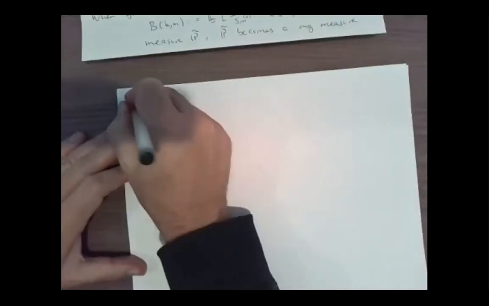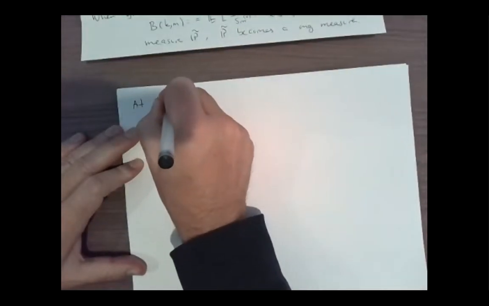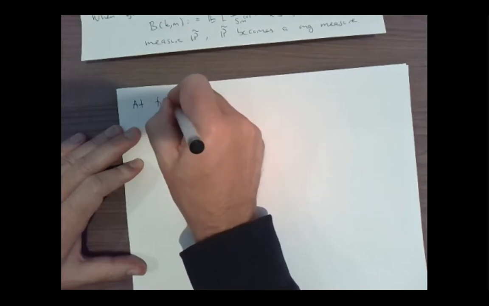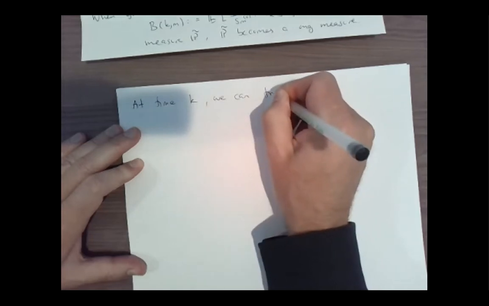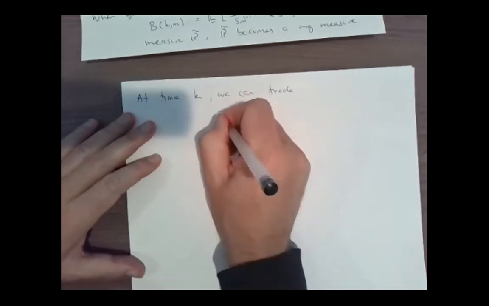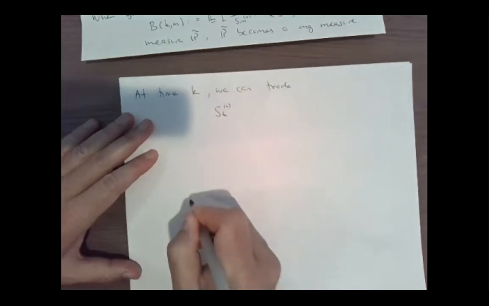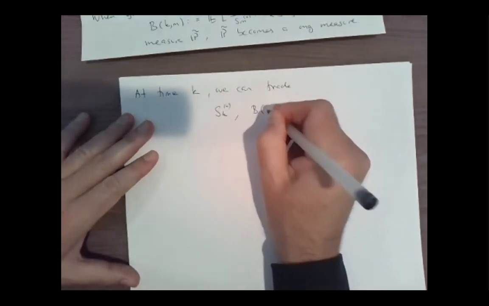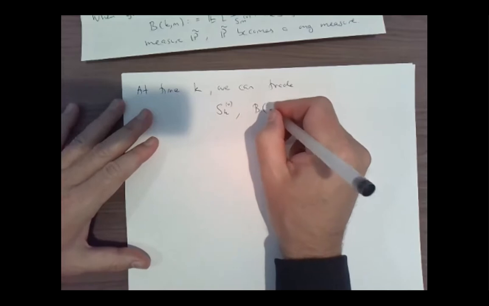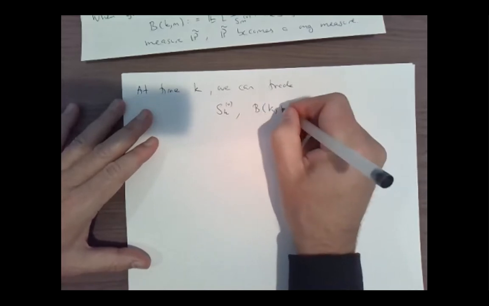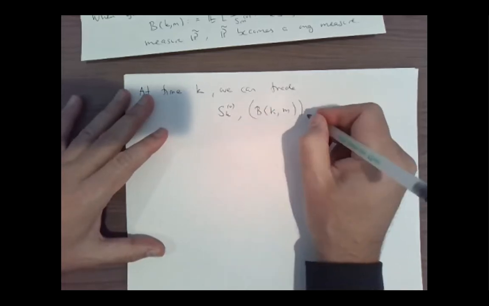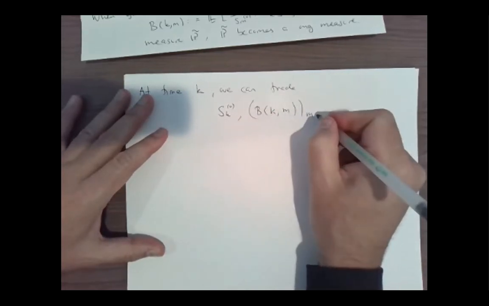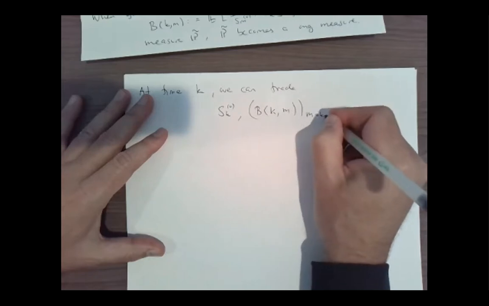So at this point, at time K, we can trade the money market account, and we can trade the zero coupon bond, B_K,M, and we can trade these for all M going from K plus 1 to infinity.